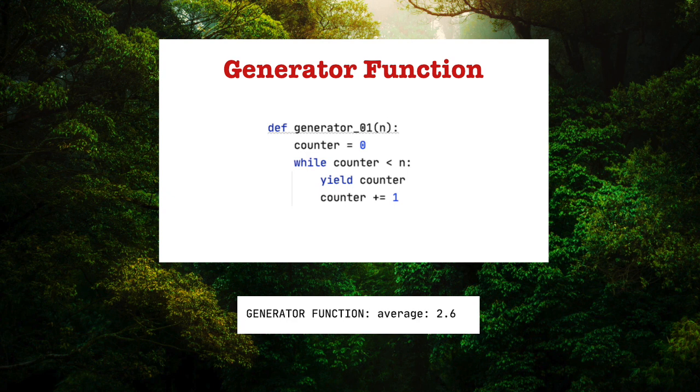But what's truly remarkable here is the average speed of the function. The generator function executes in only 2.6 milliseconds. That's incredible. As a list, it took 102 milliseconds.